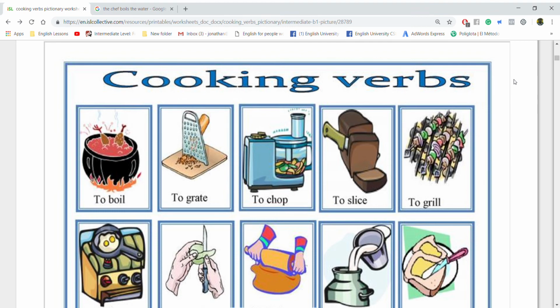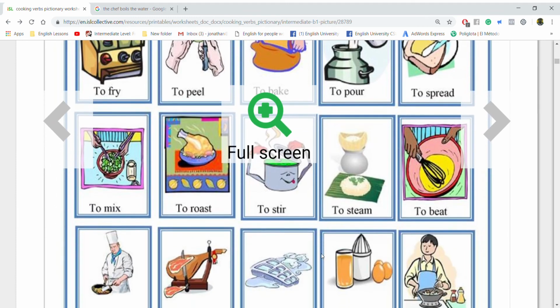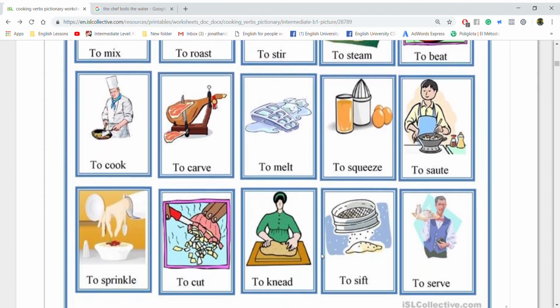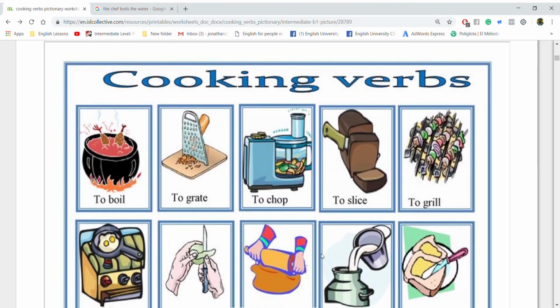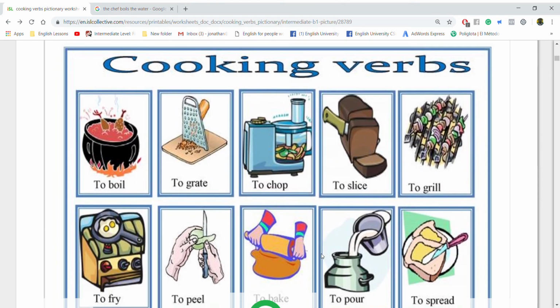Today we need 20 examples. 1, 2, 3, 4, 5, 10, 15, 20, 25. 25 examples. Next example. Are you ready for the next example, Angel? Next is to grate.